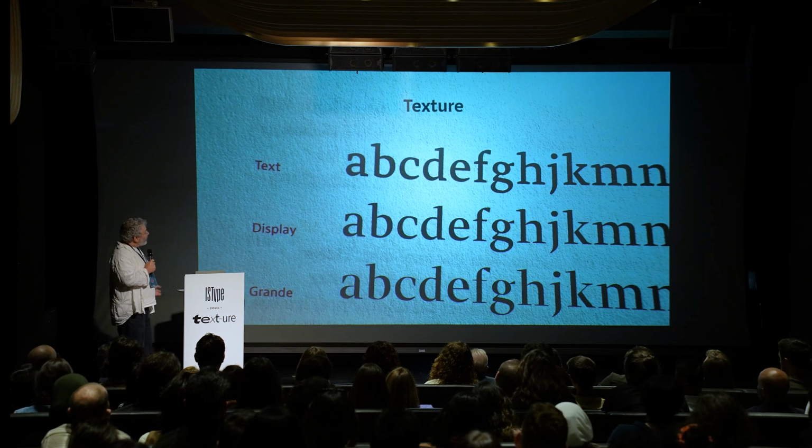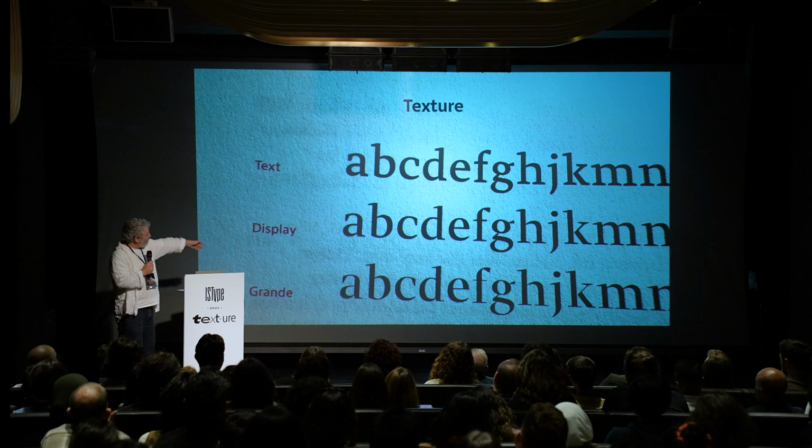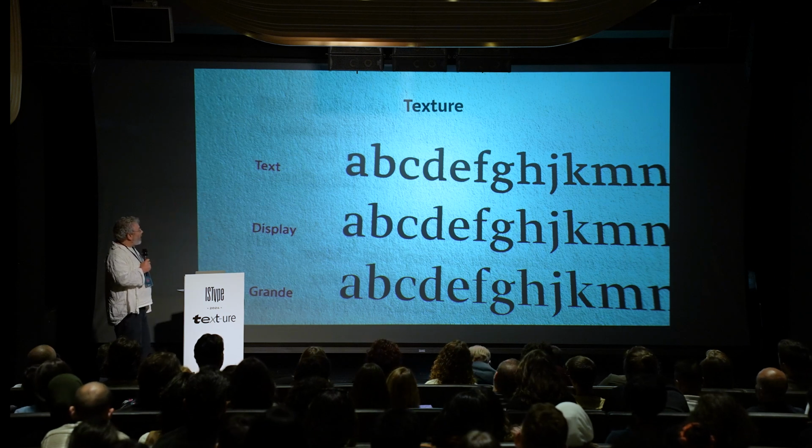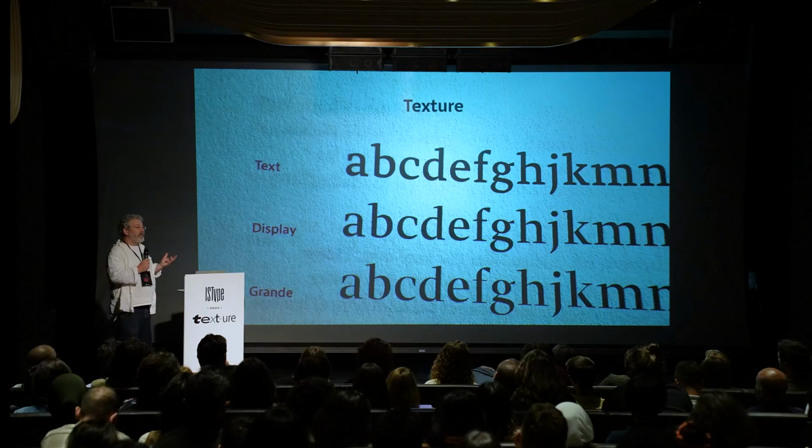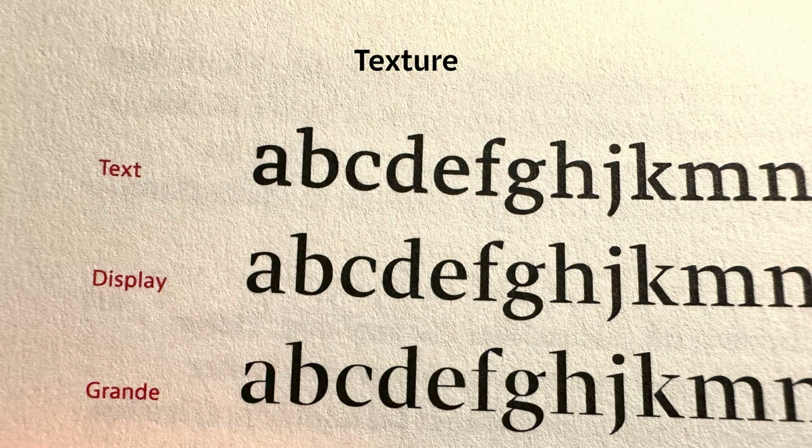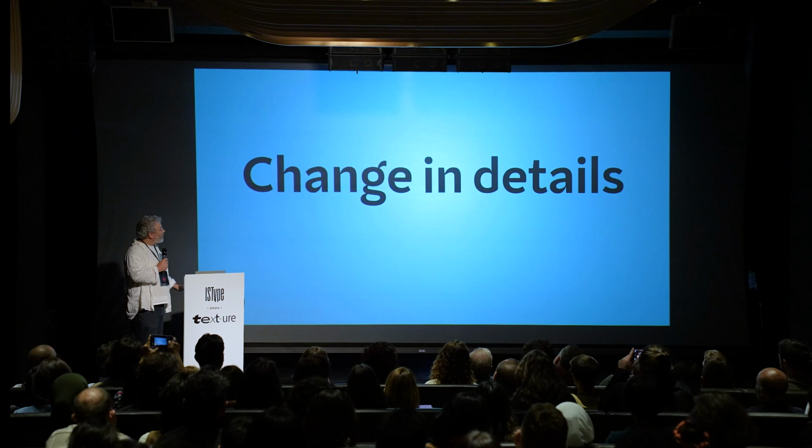So in this design, we can see the grande is the largest one and the text is the smallest one in this particular set. And you can see the texture of the type, and if you set words in it, the texture that you would get would be different as well.